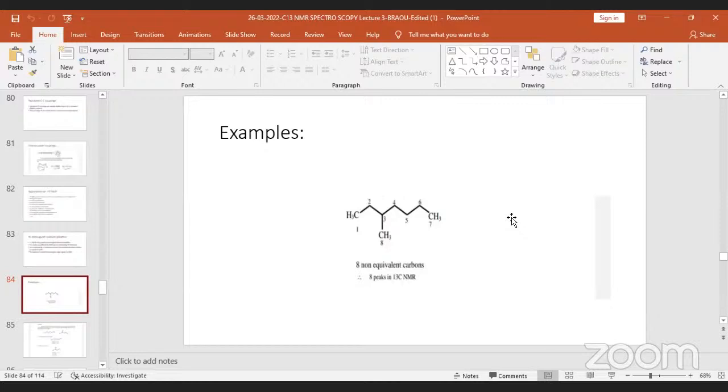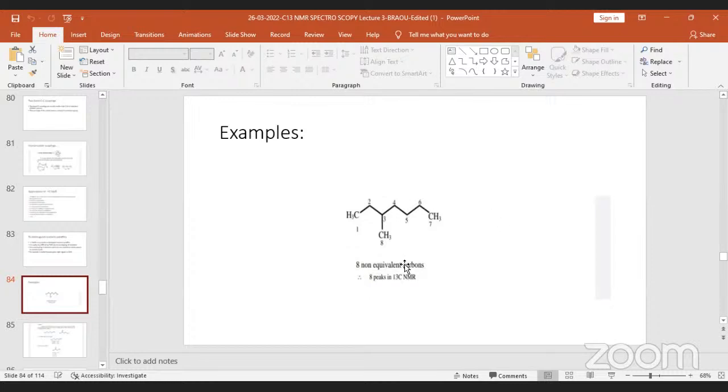If it is SFORD, what do you get? How many quartets do you get here? 1, 2, 3 quartets. And how many triplets? 1, 2, 3, 4. 4 CH2s are there, so 4 triplets. And how many doublets? 1 doublet. So you will get 1 doublet, 3 quartets and 4 triplets.